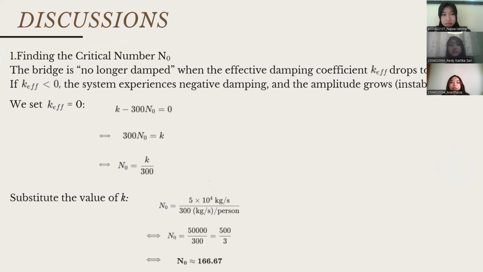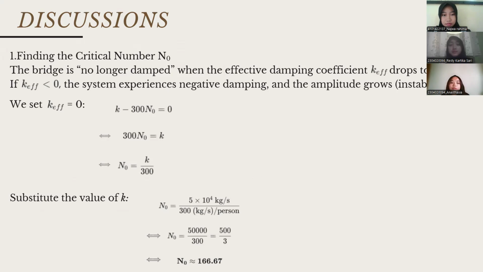Okay, so first we must define the critical number N0. The bridge is no longer damped when the effective damping coefficient, K effective, drops to 0. If K effective is less than 0, the system experiences negative damping and the amplitude grows, which is instability. We set K effective equal to 0. So K minus 300 N0 is equal to 0. 300 N0 is equal to K, and we get N0 equal to K over 300.